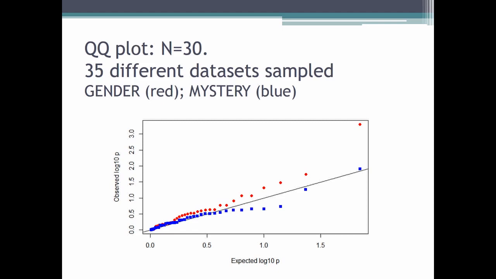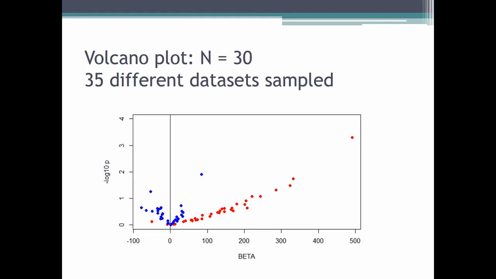I find this plot perhaps even more interesting. Again, the y-axis is the p-value with the negative log 10 transformation, and the x-axis is the actual slope coefficient. These are just simple linear models, so these are the slope coefficients. Look at the slope coefficients for the red dots, which are gender. There's a huge variability there, going from almost zero all the way up to 500.